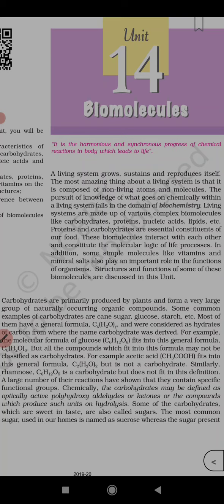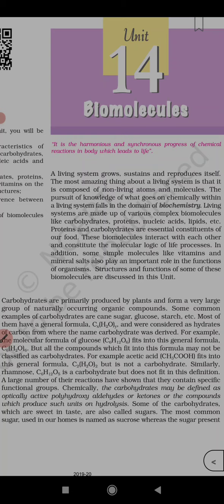A large number of their reactions have shown that they contain specific functional groups. Chemically, the carbohydrates may be defined as optically active polyhydroxyaldehydes or ketones, or compounds which produce such units on hydrolysis. Some of the carbohydrates which are sweet in taste are also called sugars. The most common sugar used in our homes is named sucrose, whereas the sugar present in milk is known as lactose.